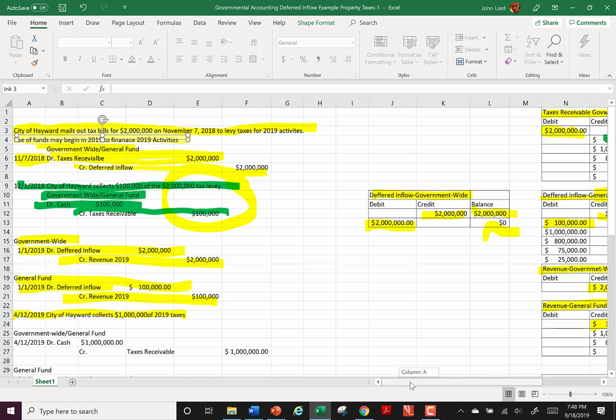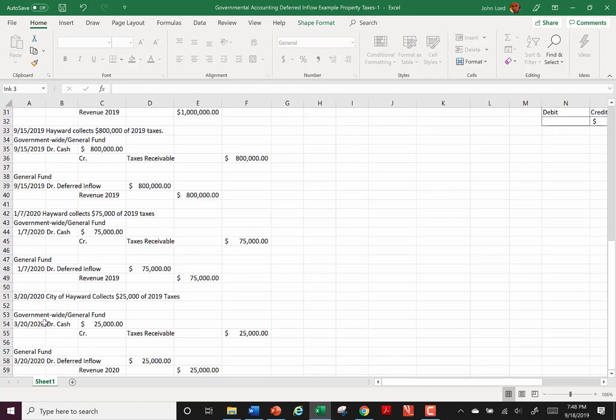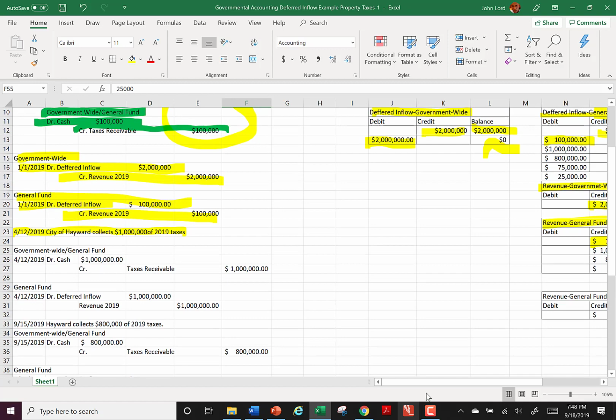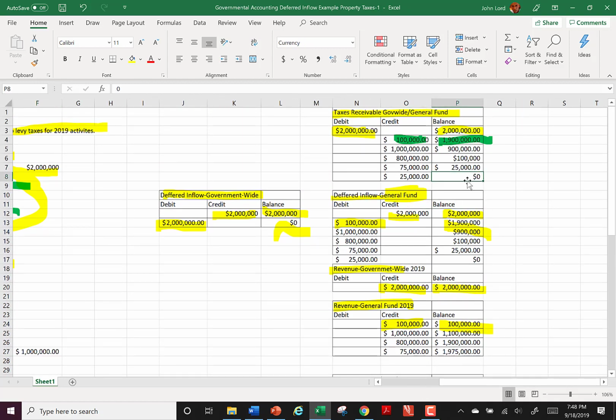Okay, but then I get down here and I have this amount that gets collected in March 2020. Is March 20th, 2020, within 60 days of 2019? It is not. So what do I do? Debit cash, credit the tax receivable. Now, in this example, I'm assuming they haven't mailed out any more tax bills, which probably wouldn't be the case. But at least we've collected now all of the 2019 receivables, haven't we? Okay.